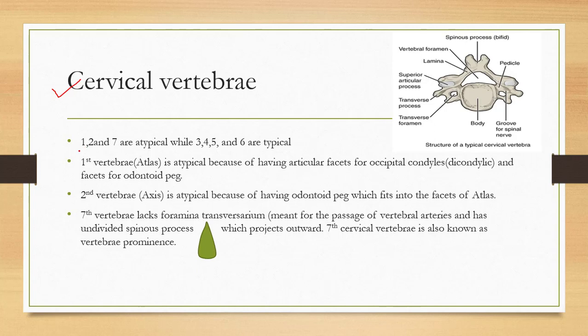So now we will talk about each vertebrae in detail. So the first one is cervical vertebrae. There are 7 cervical vertebrae, and out of which 1, 2 and 7 are called atypical vertebrae, while 3, 4, 5, 6 are the typical vertebrae. So the meaning of typical and atypical is that 3, 4 and 6 follow a similar pattern. Means they have got a similar structure.